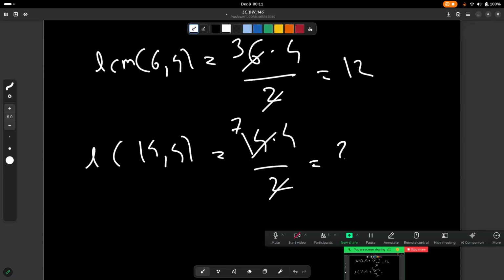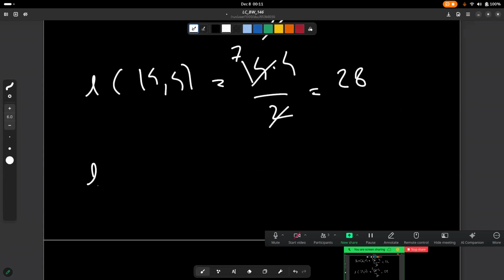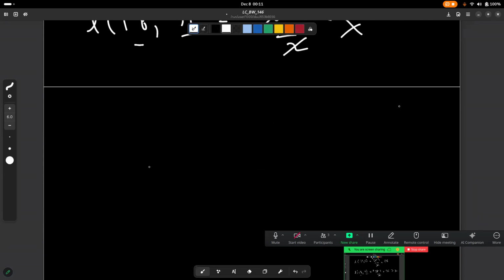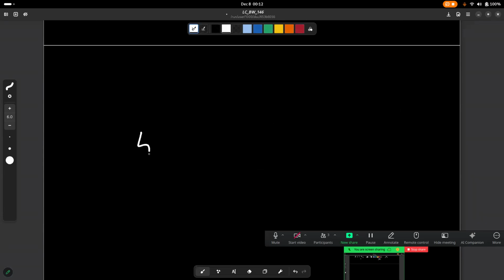7, 7 4s are 28. And the final edge would be 18 to 4, which will be basically 18 into 4 divided by 2, which is 9, and 9 4s are 36, which is greater than 30. So this edge cannot be added. Basically what we are saying over here is that I can add an edge from 4 to 6. I can add an edge from 4 to 14.